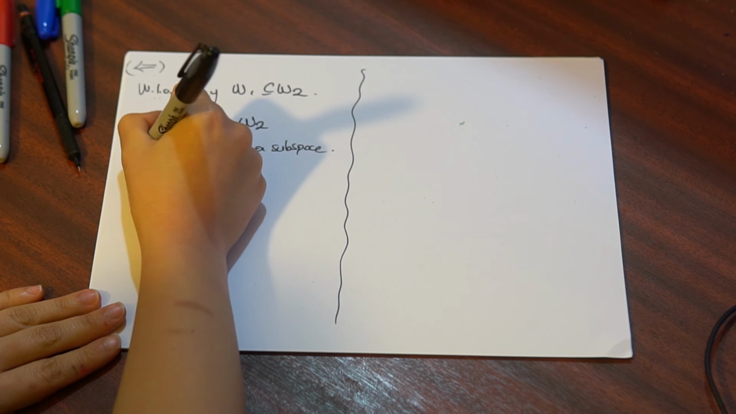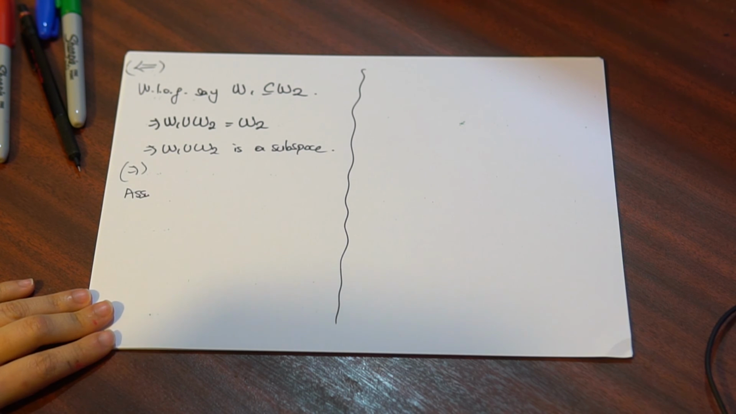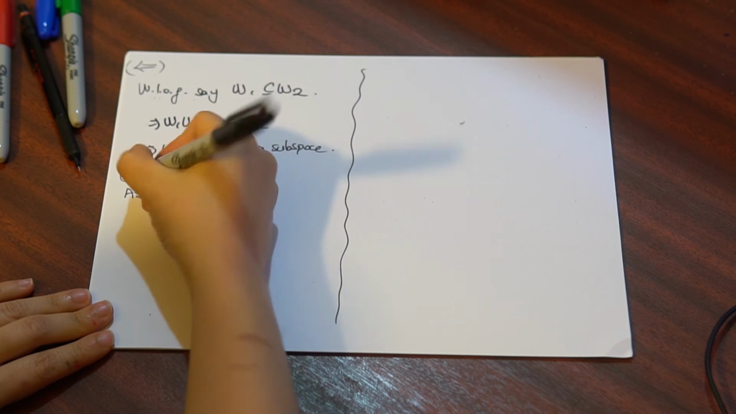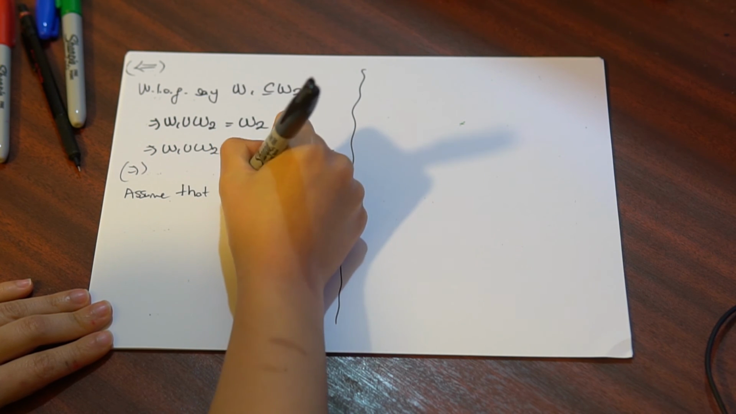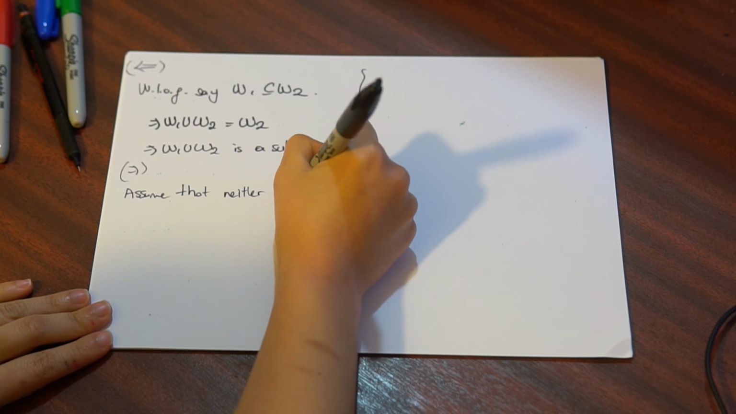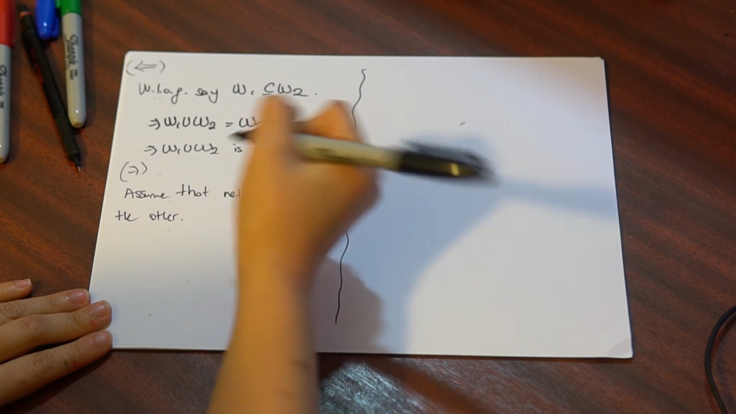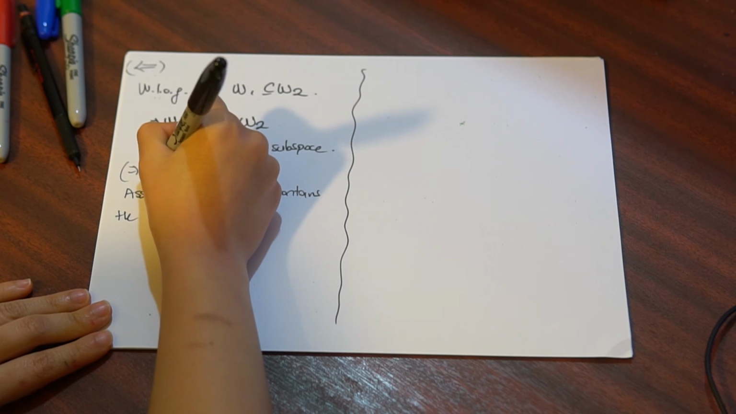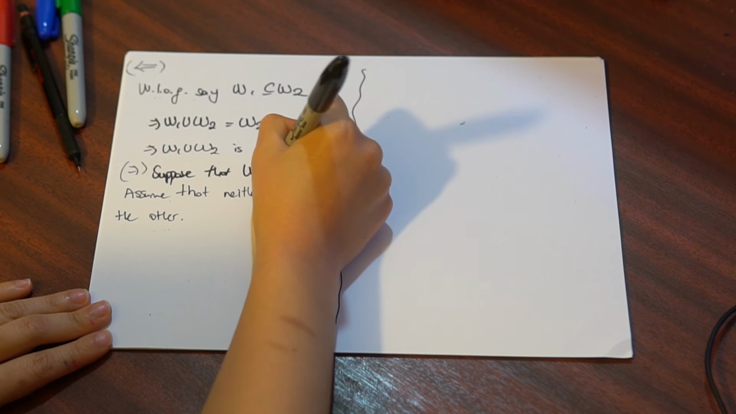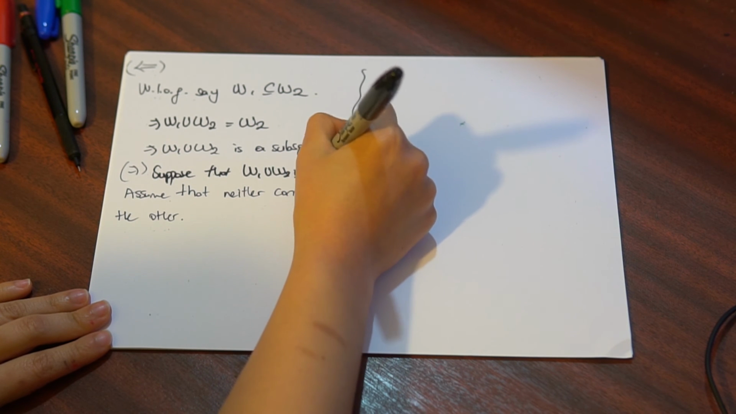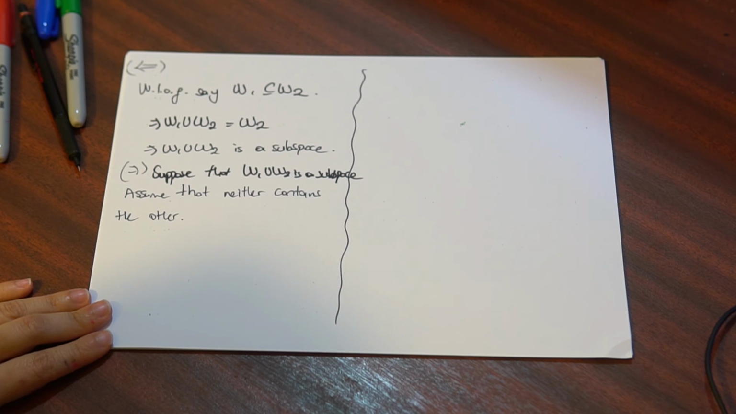This case was the easy one. Let's look at the other case. For the other side, let's assume the contrary. Assume that neither contains the other. First, suppose that V1 union V2 is a subspace. Then assume that neither contains the other.